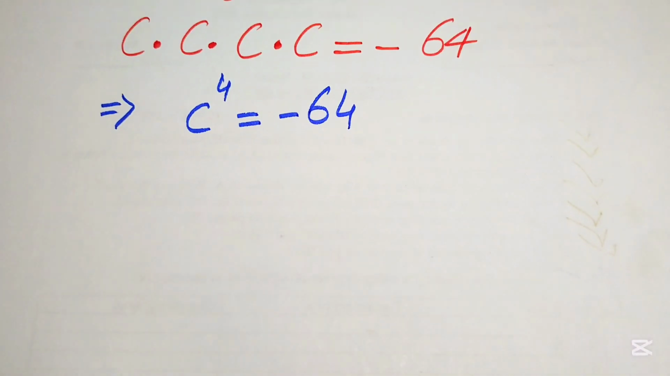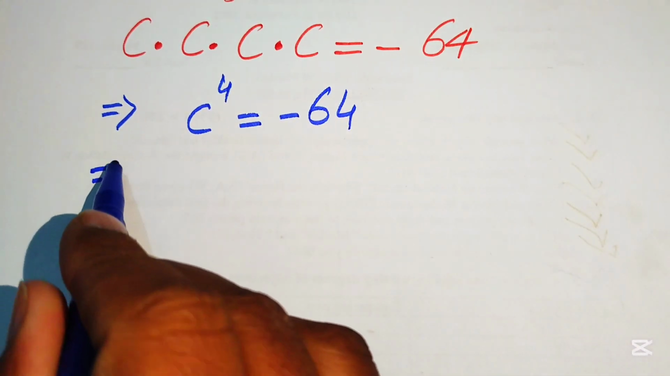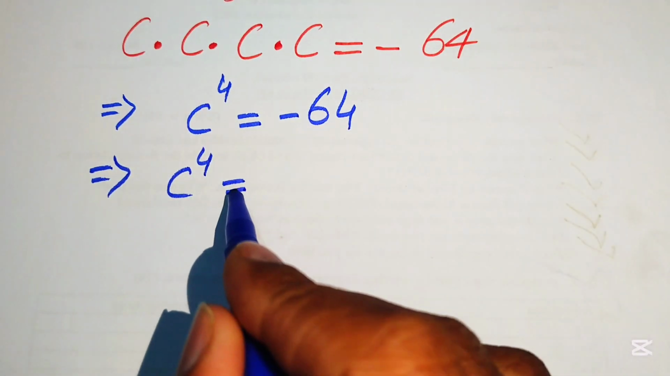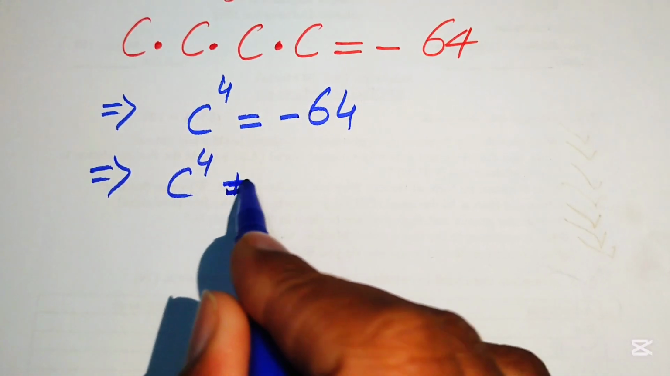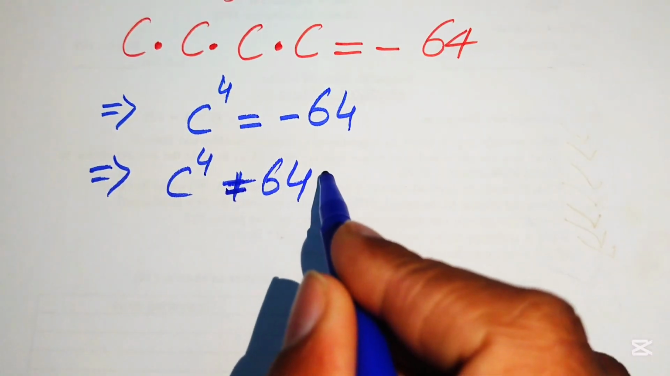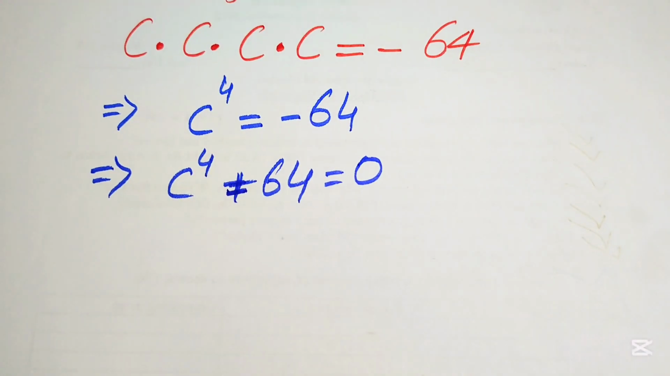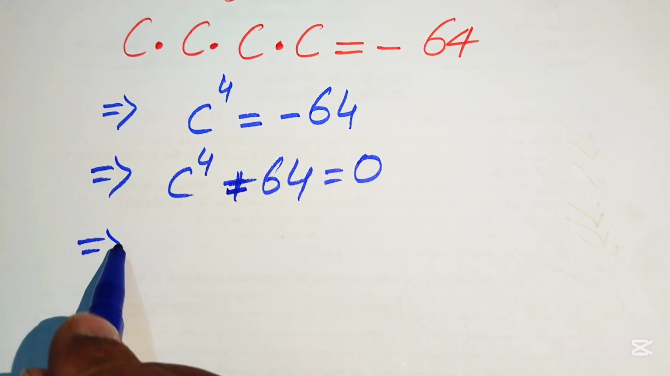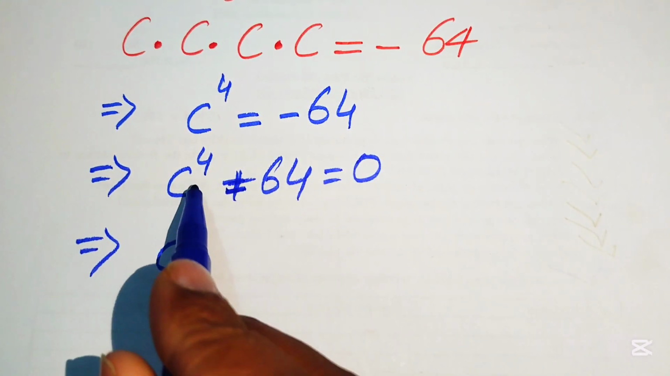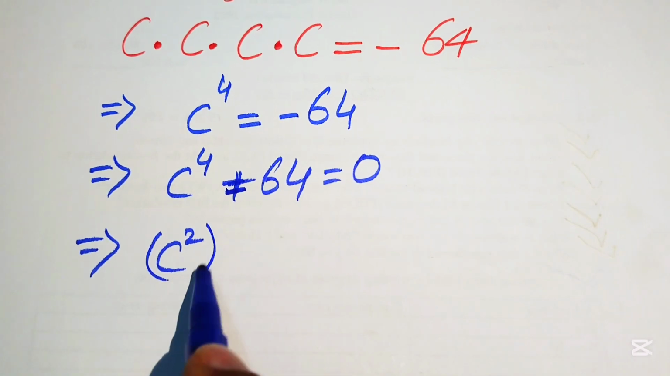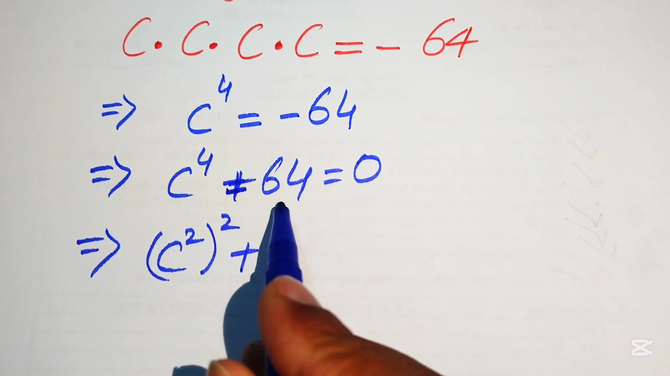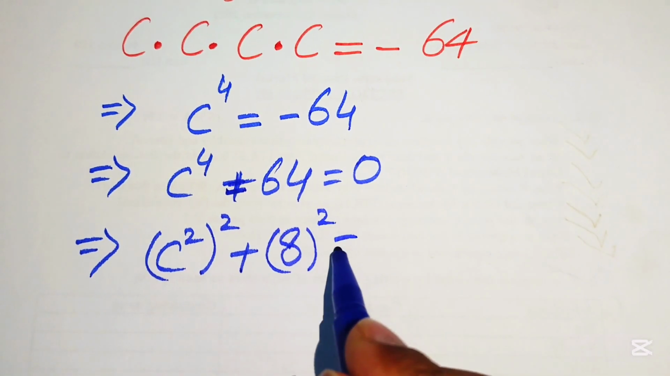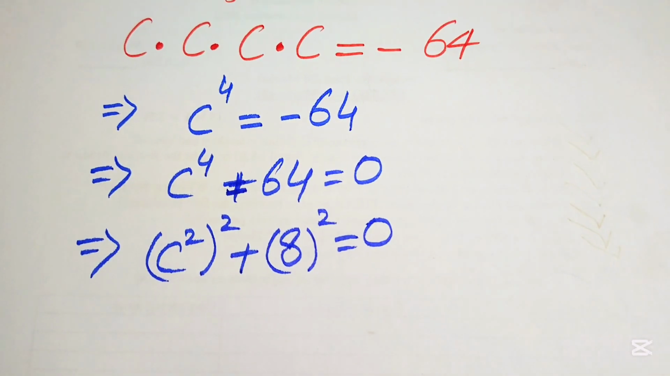After that we need to move this minus 64 to the left hand side, and it will be written as c to the power of 4 plus 64 equals 0. So we again rewrite this algebraic expression in this form. We write c to the power of 4 as c square whole square, plus we write this 64 as 8 square, and this equals 0.